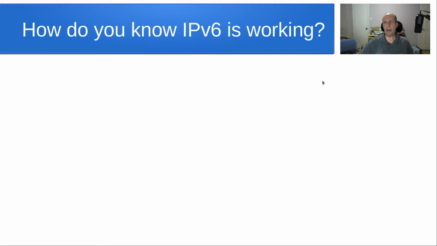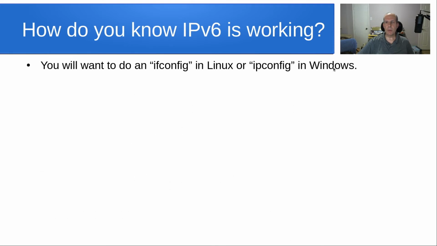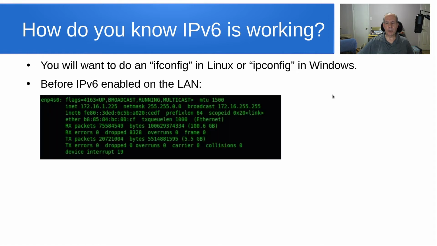So how do you know IPv6 is working? Well, you'll want to do an ifconfig in Linux or an ipconfig in Windows. And before IPv6 is enabled on the LAN, that command will look like this, at least in Linux it does. There's my IPv4 address, 172.16.1.255, and here is what's called a link local address, which is kind of like a NAT address for IPv6.